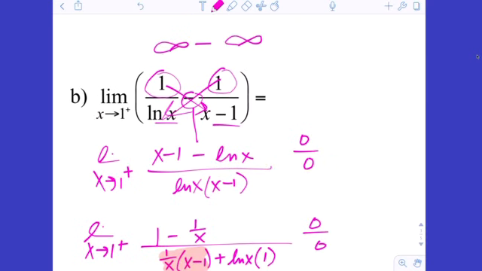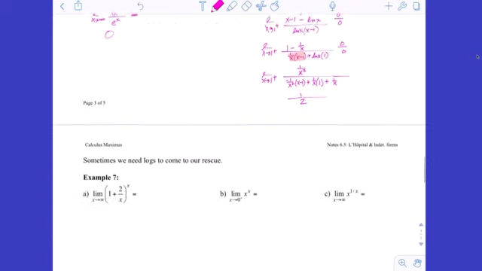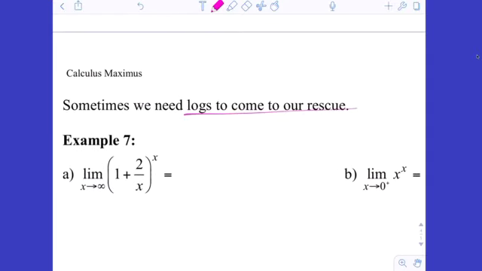So there you go. Infinity minus infinity is an indeterminate form, and most of the time it's just as simple as getting a common denominator. All right, any questions on those so far? We got the multiplicative variety, bring 1 to the bottom. We got the difference variety, get a common denominator. Now, sometimes we do need logs to come to our rescue.